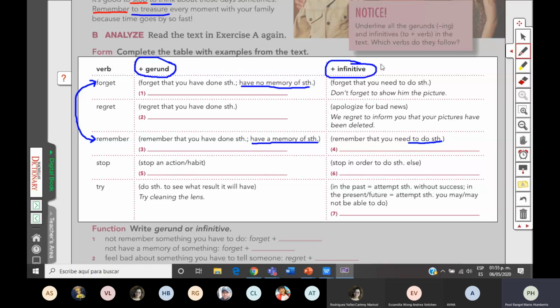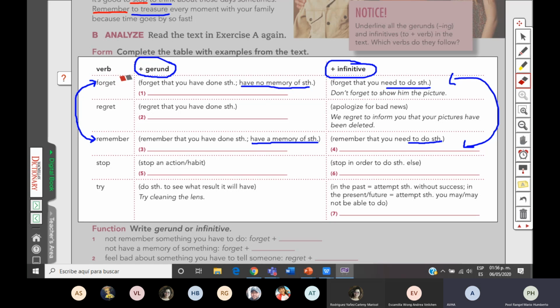Y si uso forget with infinitive, era como este de acá. Bueno, acá tenía que hacer algo, pues acá se me olvidó. I forgot something that I need to do. Se me olvidó hacer algo que tenía que hacer. I forgot to do my homework. ¿Sí? No digo, I forgot doing my homework, porque si no diría, pues es que la verdad no tengo memoria, no tengo un recuerdo de haberla hecho. No, es que no la hice. I forgot to do my homework. ¿Sí? Se me olvidó, no la hice. La tenía que hacer y no la hice.